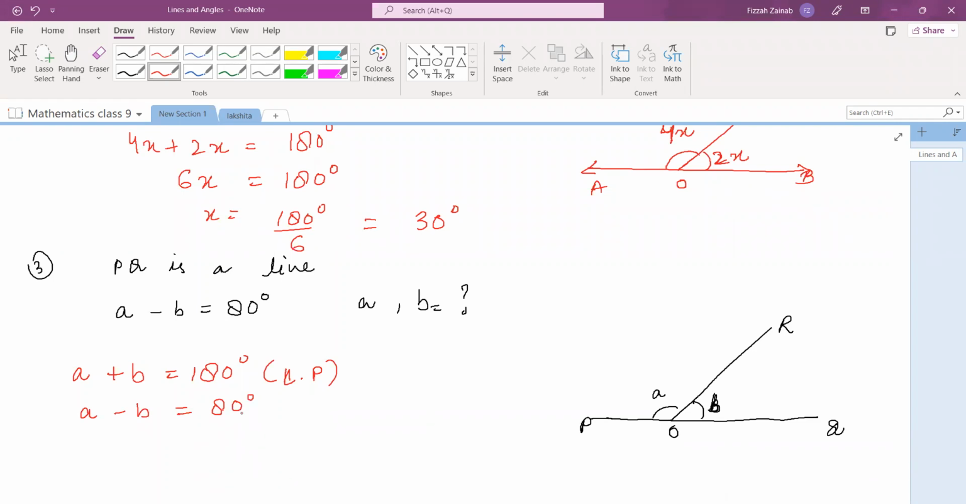At this point I can leave it because you have not done linear equations in two variables, but this is how you approach this problem. Is this okay? One more question I want to give you, then I'll proceed further.